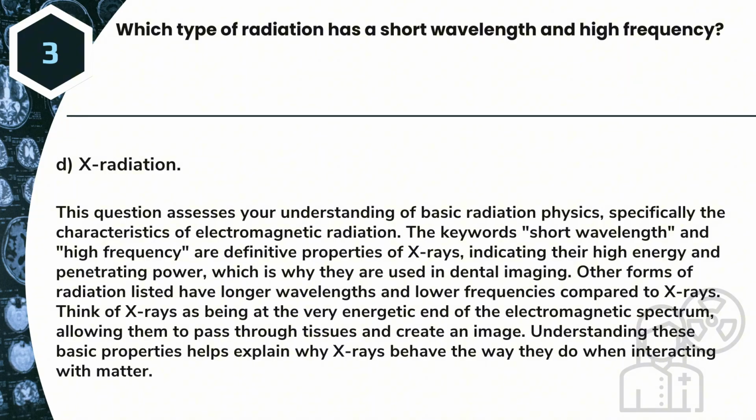Think of X-rays as being at the very energetic end of the electromagnetic spectrum, allowing them to pass through tissues and create an image. Understanding these basic properties helps explain why X-rays behave the way they do when interacting with matter.